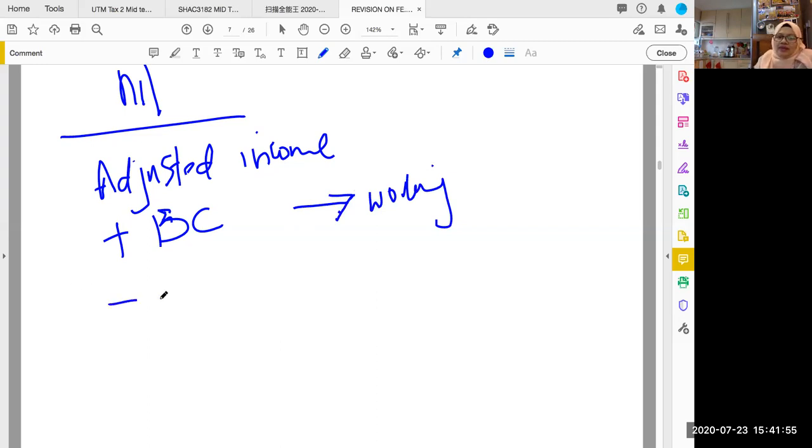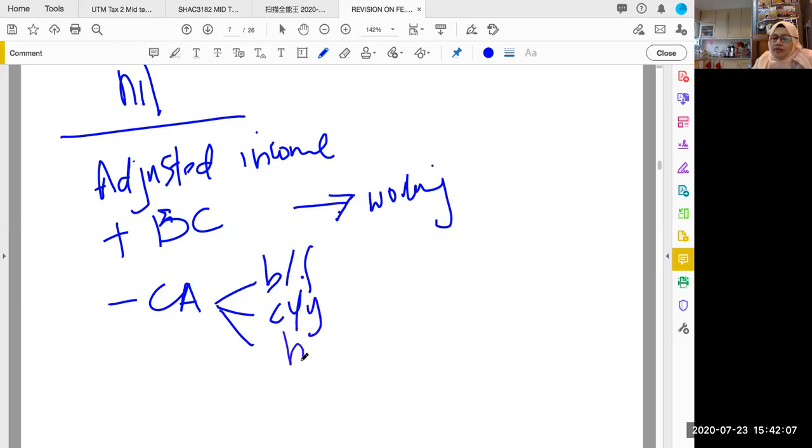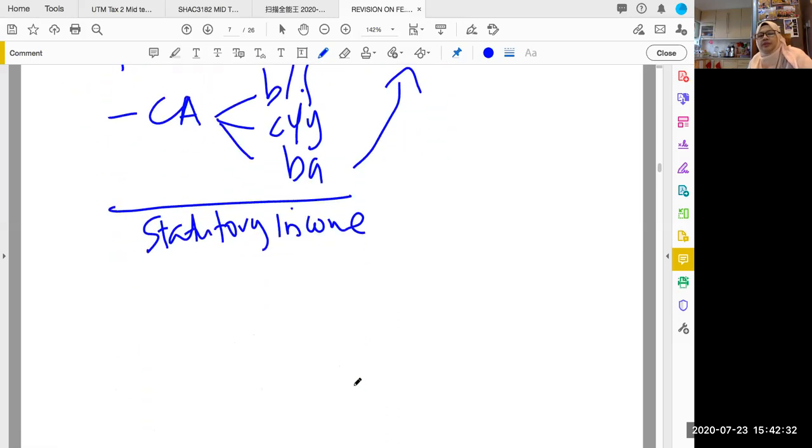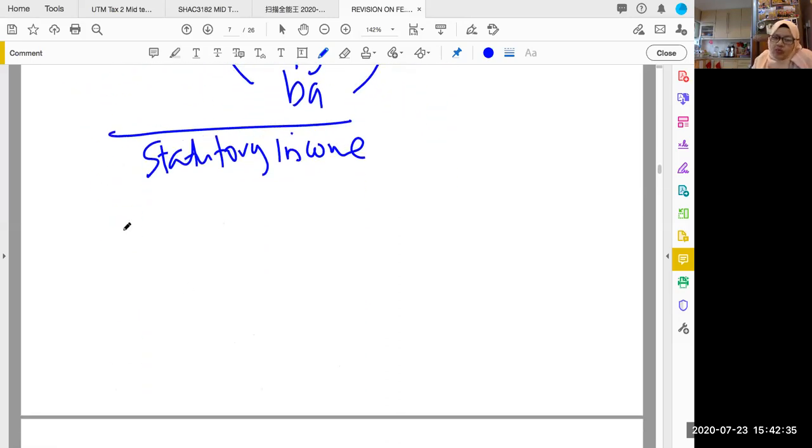Okay, and then you also have your capital allowance, right? Minus. So minus capital allowance, remember that this capital allowance is made up of your brought forward, and your current year, and then you also have your balancing allowance. Again, your balancing allowance, you do have to compute. Whenever there's a disposal of asset, you have to check whether there's a balancing charge or balancing allowance. If it's a balancing allowance, then it's given as a deduction in arriving at your statutory income. Okay, statutory income. So after your statutory income, it will be your loss brought forward.